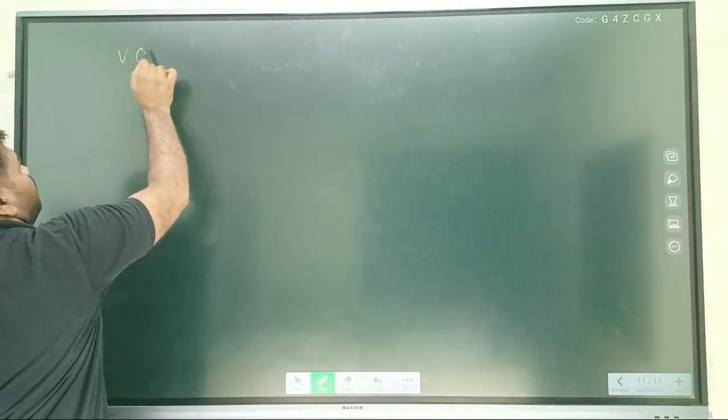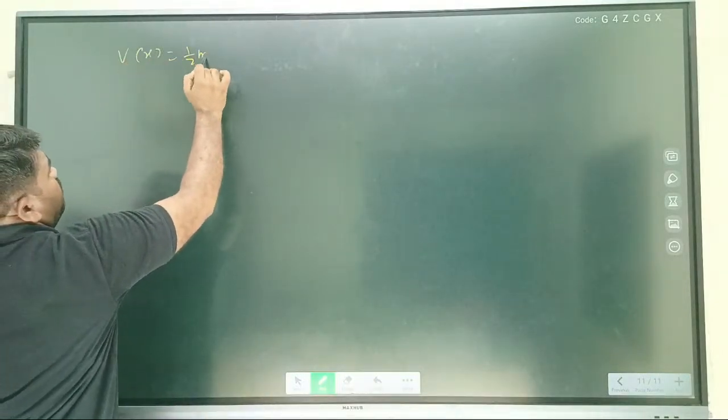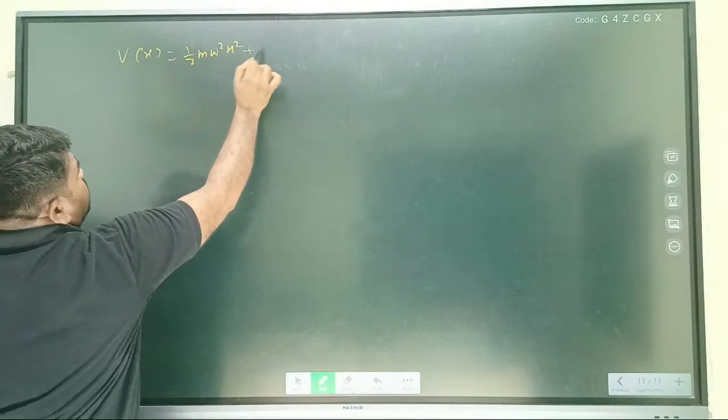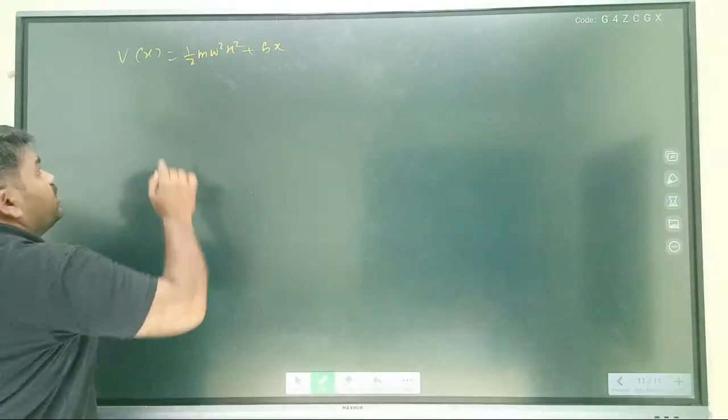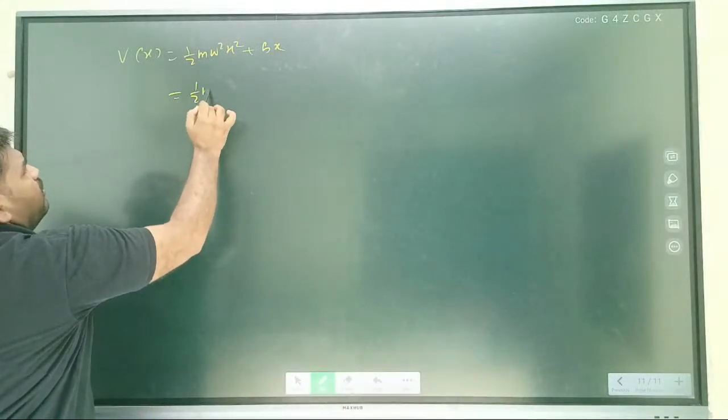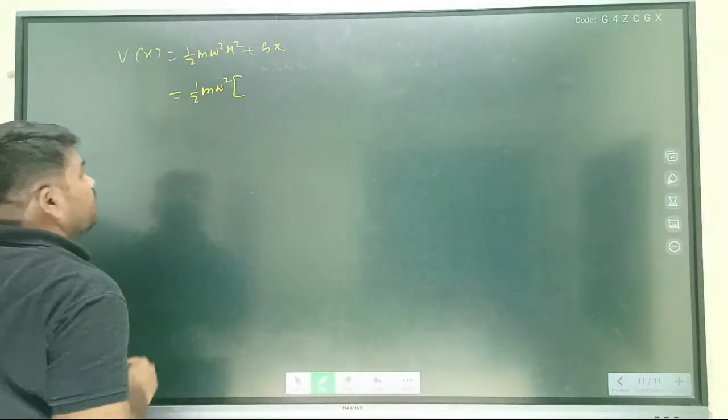और यहाँ थोड़ा अच्छी तरह लिखते हैं. Okay, what is the net? V of x is equal to 1/2 m omega square x square plus bx. Clear? Now from this equation we can take the 1/2 m omega square common out. What is inside then?